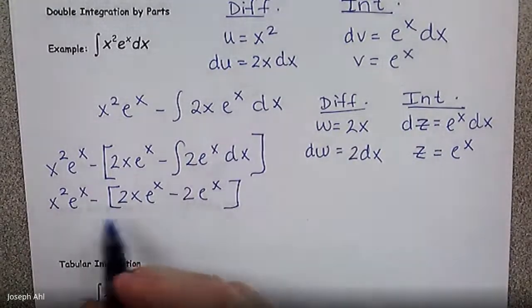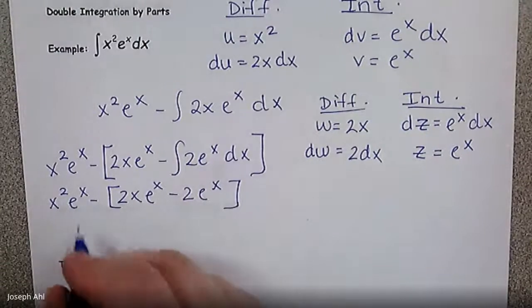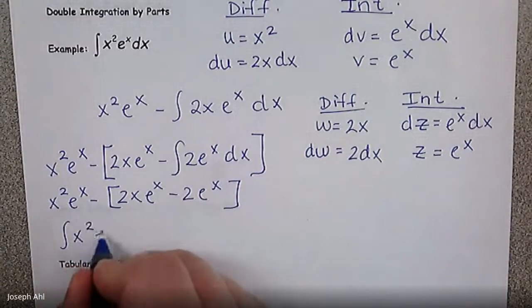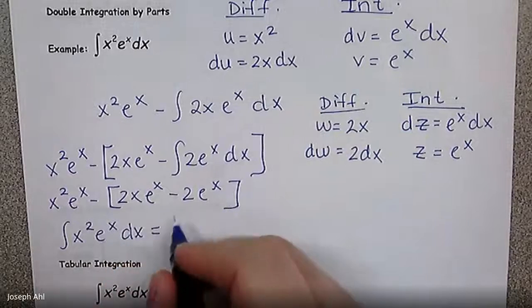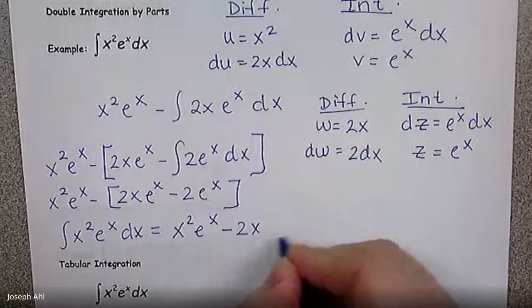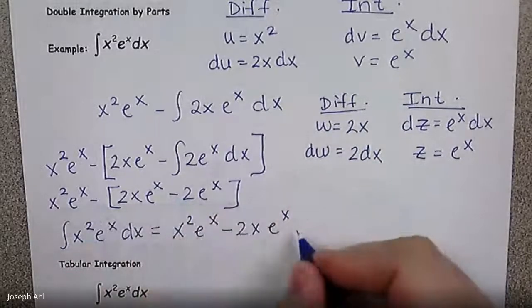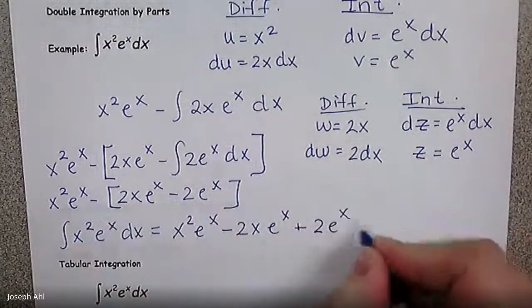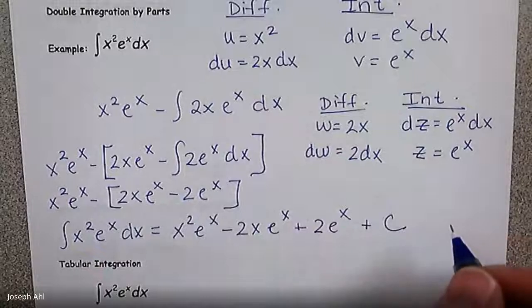So last but not least, if I just distribute the negative through, we're going to wind up getting that the original integral of x squared e to the x dx is equal to x squared e to the x minus 2x e to the x, and then that would become a plus 2 e to the x. Don't forget about plus c.